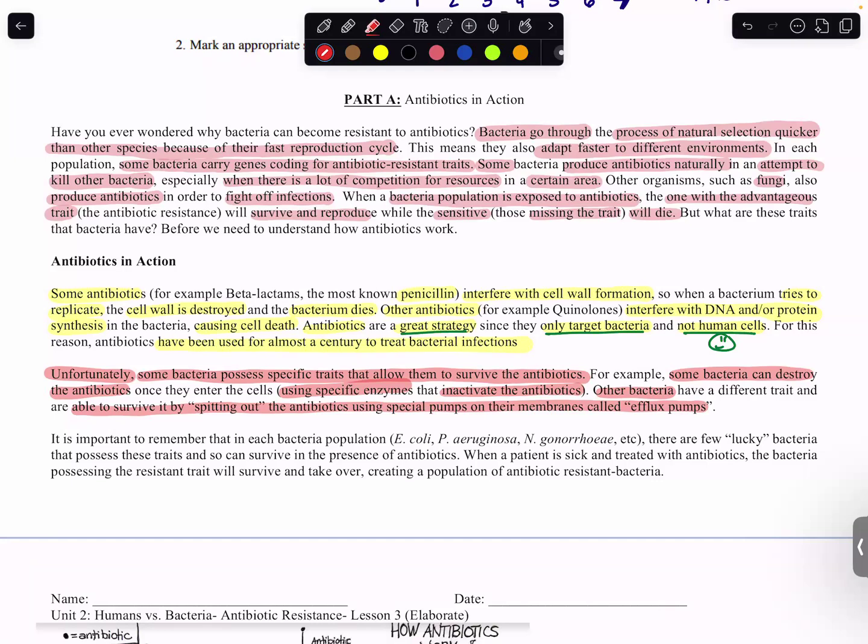So as soon as it goes into the membrane, it gets spit right back out, right? Almost like if you vomited bad food. It is important to remember that in each bacteria population, there are few bacteria that possess these traits and so can survive in the presence of antibiotics. When a patient is sick and treated with antibiotics, the bacteria possessing the resistant trait will survive and take over, creating a population of antibiotic resistant bacteria, right?